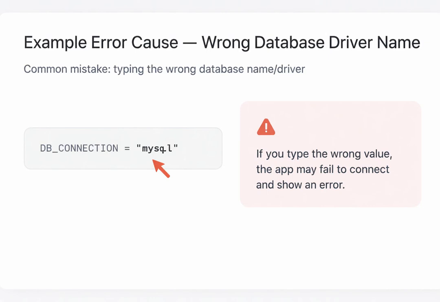They give an example of how an error can happen even if you think you did everything right. You might type the database connection value incorrectly. In many frameworks, there's a configuration value like DB connection. If you write the wrong driver name, the system tries to connect using something that doesn't match your environment, and you get a connection error. The instructor's point is not the exact file name, but the pattern. Small configuration typos can cause immediate failures that look scary but are often simple to fix.